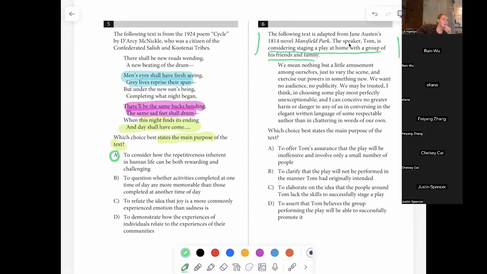So he says, we mean nothing but a little amusement among ourselves, just to vary the scene and exercise our powers in something new. We want no audience, no publicity. We may be trusted, I think, in choosing some play most perfectly unexceptionable. And I can conceive no greater harm or danger to any of us in conversing in the elegant written language of some respectable author than in chattering in words of our own. What do we think the main purpose of the text is here?